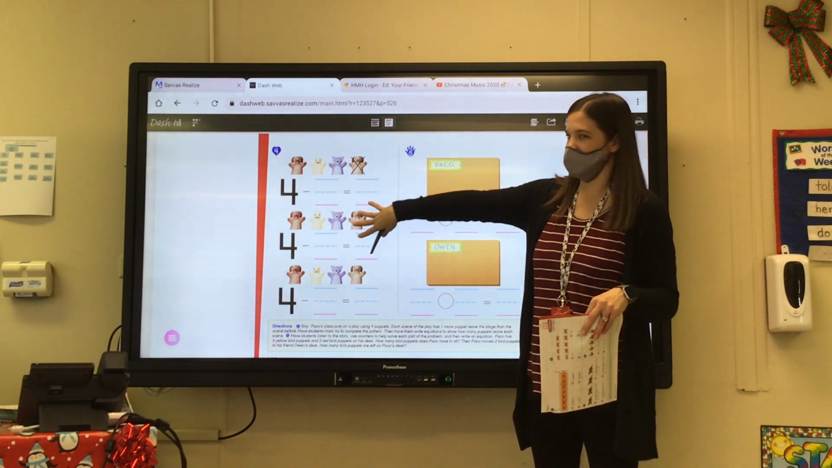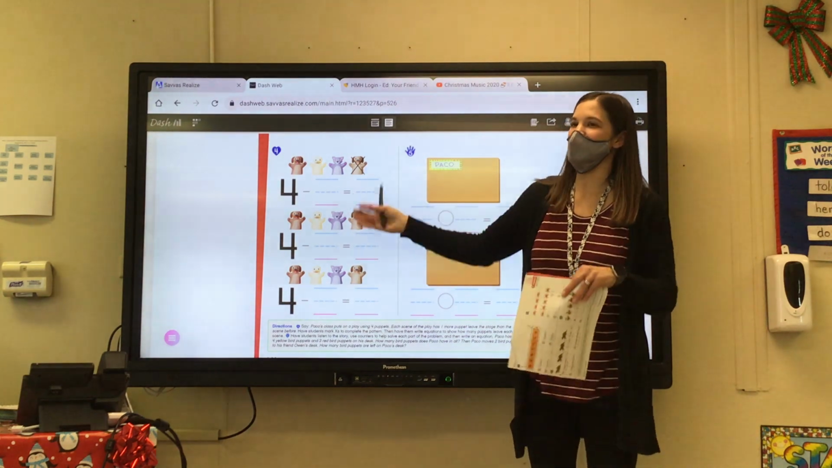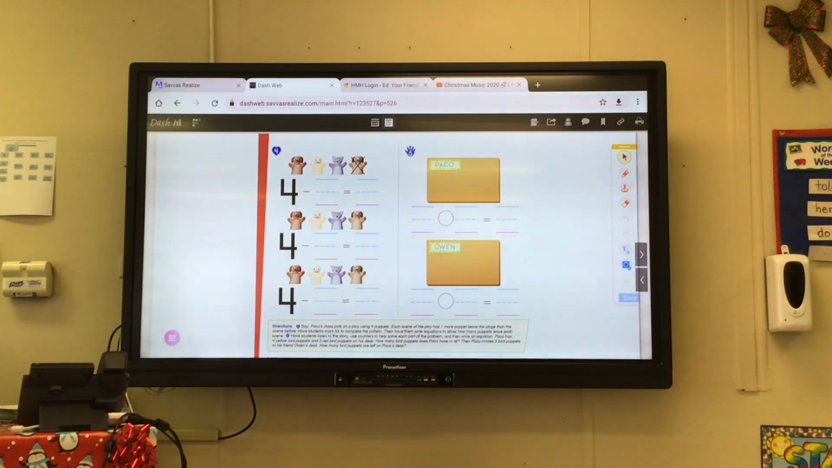On this scene, that puppet would still be gone, and then another one leaves with it. So make sure you put your X's on how many are gone. Okay, so he's still gone. Put an X on there.